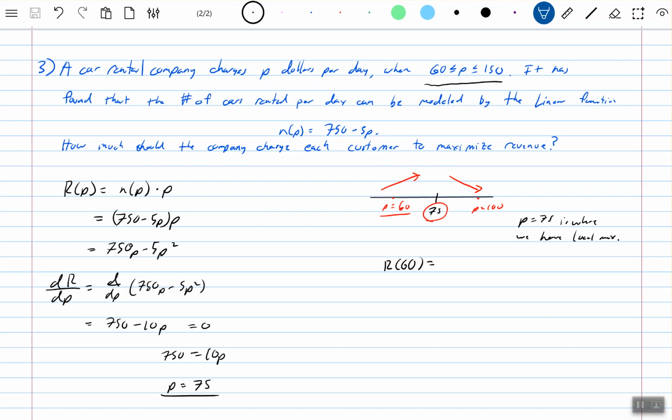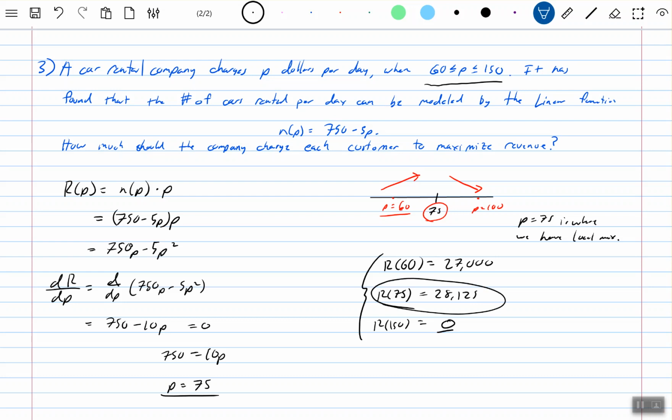So by doing those calculations, we can conclude that R of 60 is equal to $27,000. R of 75 is equal to 28,125, and R of 150, not kidding, is equal to 0. Yeah, equal to 0. So we have these three values. We have our critical point and our two endpoints. We tested in the revenue function to see how much revenue you'd make, and it looks like at P equal to 75, the revenue is about $28,000.